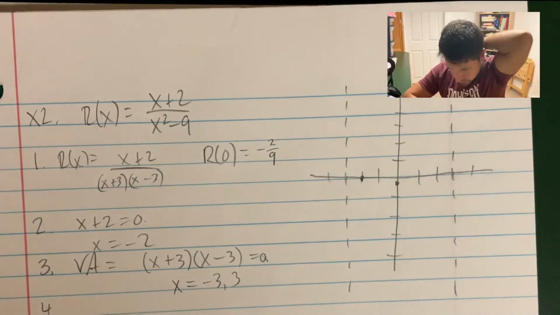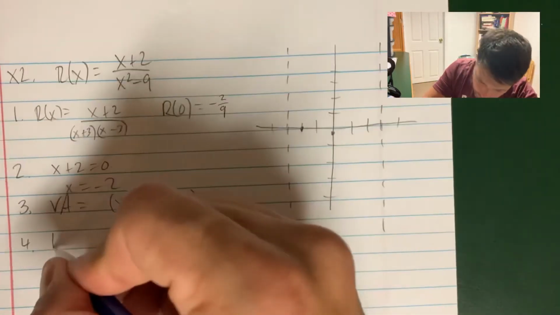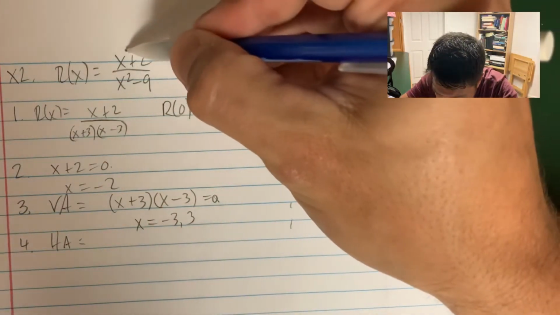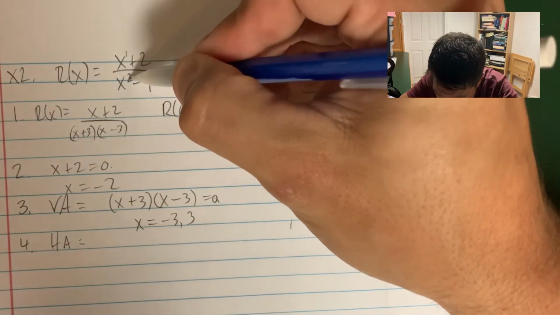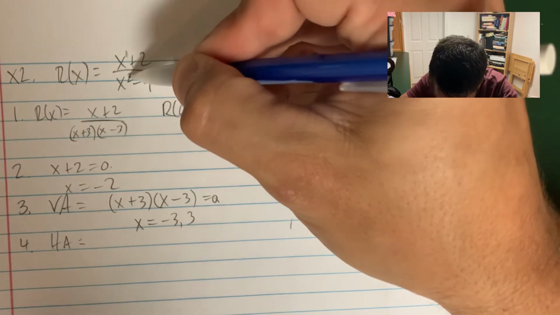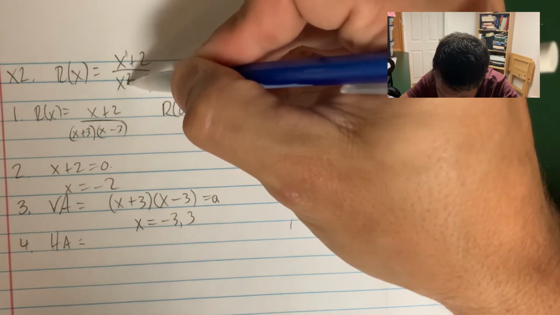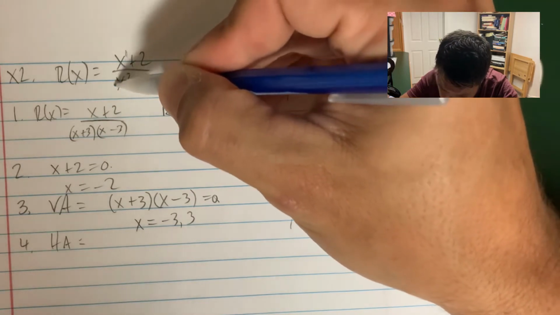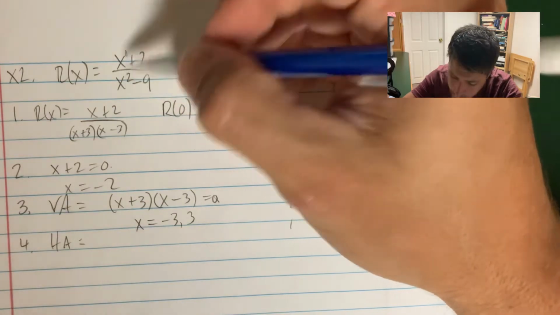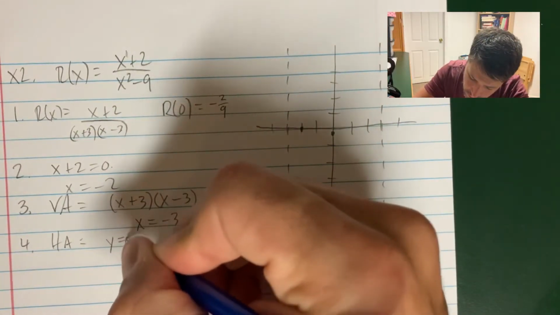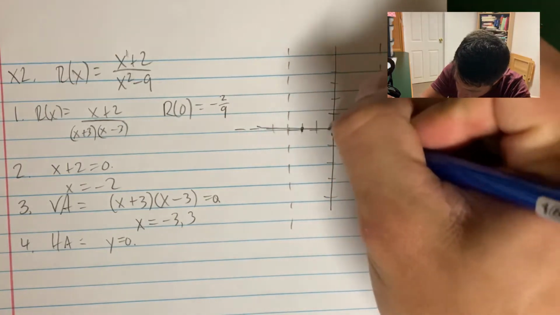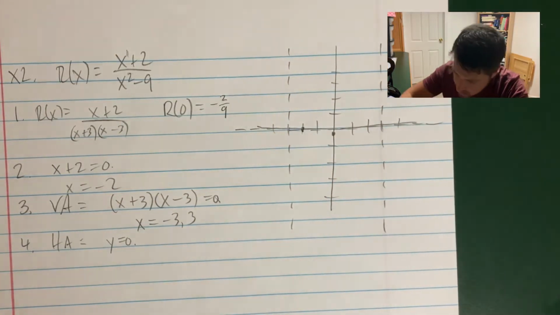Step 4, let's find a horizontal asymptote. My horizontal asymptote, I'm going to use the degree test. The degree on the top is 1. The degree on the bottom is 2. Since the degree on the top is 1 and the degree on the bottom is 2, since the degree on the bottom is larger, that's going to grow faster, which means I'm going to have a larger number on the bottom, which I remember as going to 0. So that's going to be y equals 0. I will have a horizontal asymptote directly on the axis.